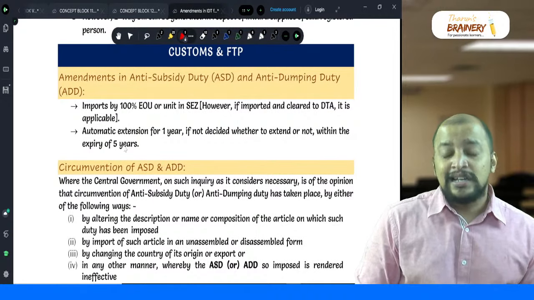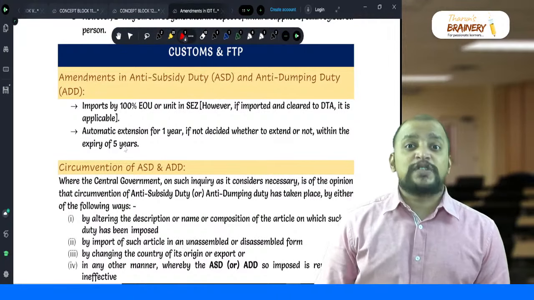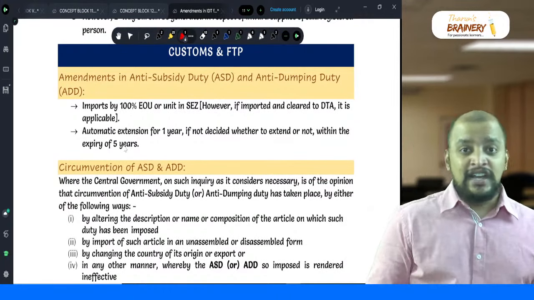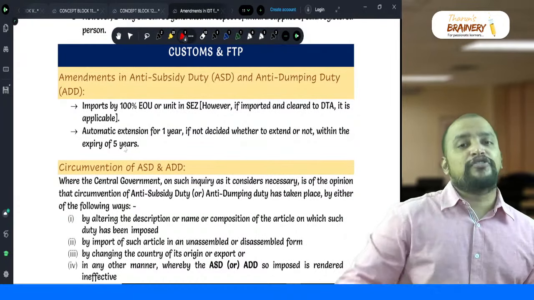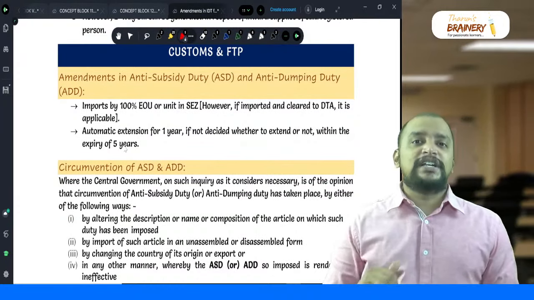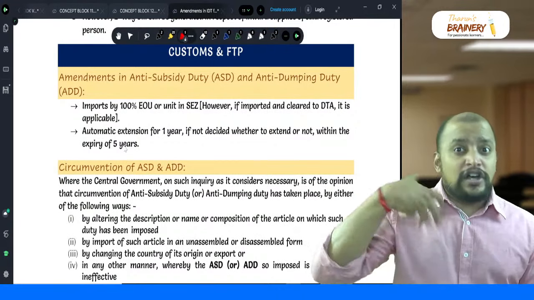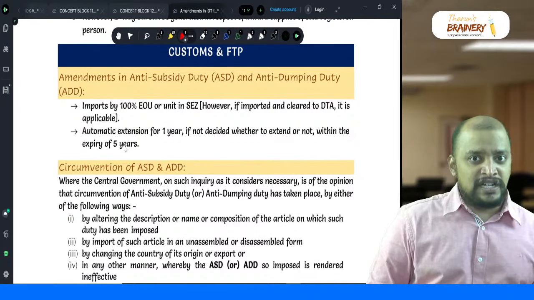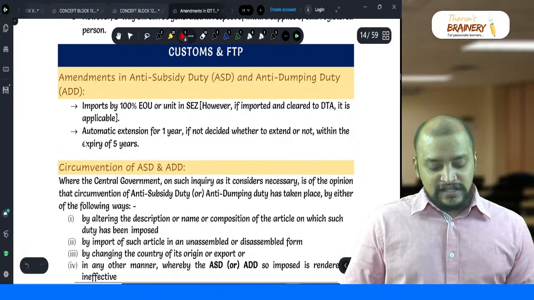What does it say? Suppose the review has been initiated before expiry of 5 years, but could not be completed within 5 years. Okay, review is initiated before 5 years there, but it could not be completed within 5 years. Then there is automatic extension for 1 year. If the review is not at all initiated before expiry of 5 years, that automatic extension of 1 year will not be there. Okay, that is this point.